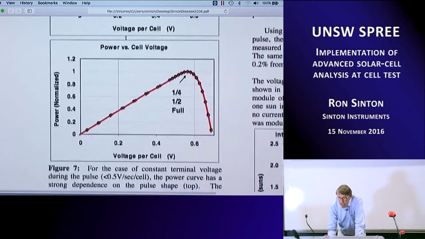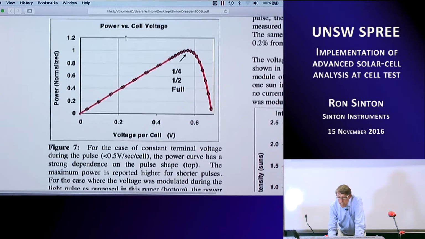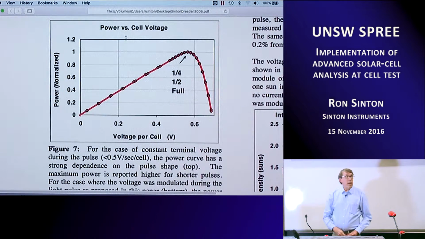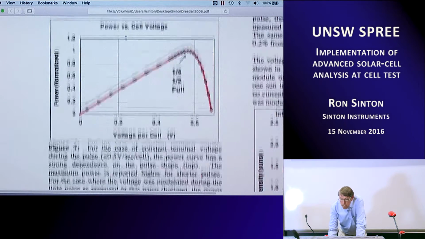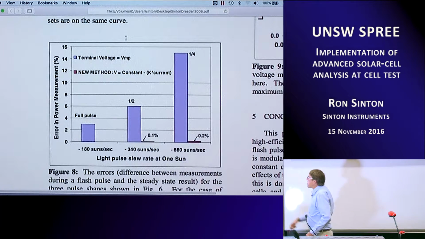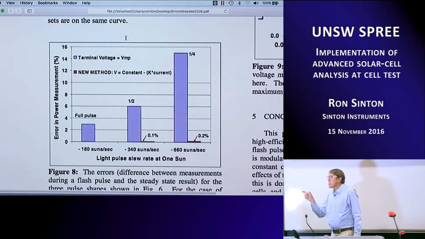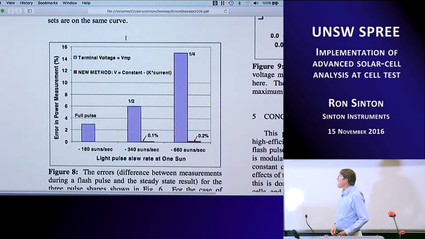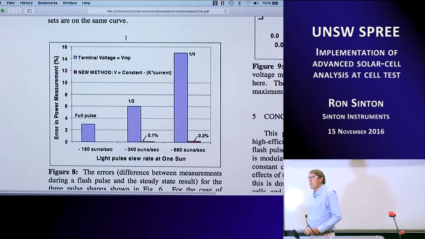If you use the trick of voltage modulation, all 3 of the curves lie on top of each other, validating that the method works very well. And if you plot this in terms of error in power measurement on the vertical axis for the long, medium, and short pulse, you can see that if you had held the voltage constant, you have an error of up to 15% for the short pulse that can be totally eliminated using this little trick.